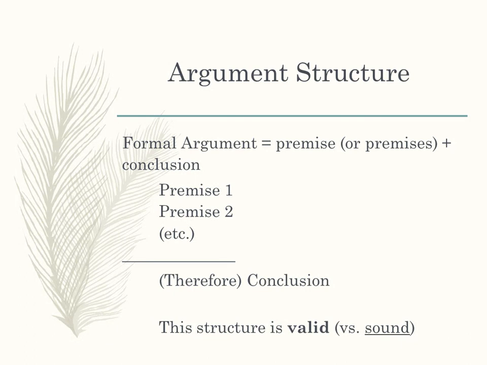Okay, look, this structure is valid. There are 2 things that an argument has to be: valid and sound. This structure is valid. Validity has to do with the structure of the argument, how it's put together, and the fact that the conclusion follows from these premises. When you add up these premises, the conclusion follows. That's valid. It means the argument's valid.